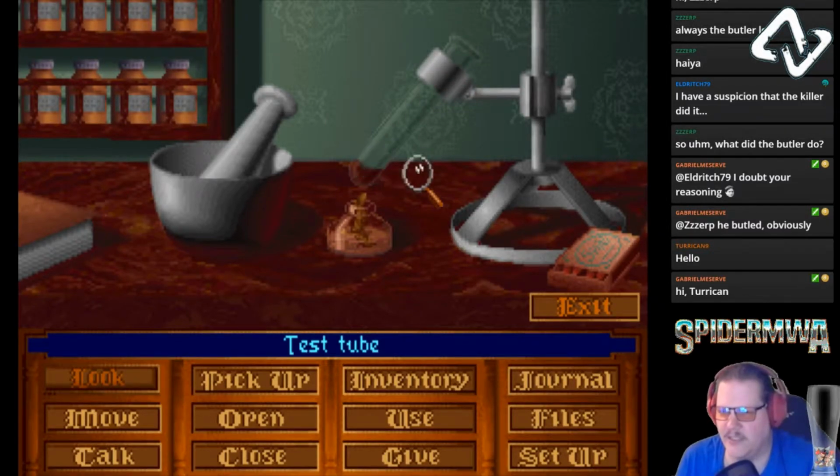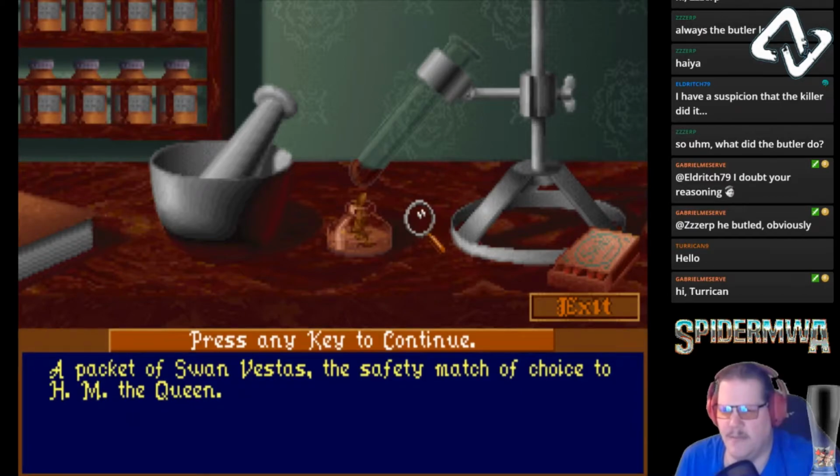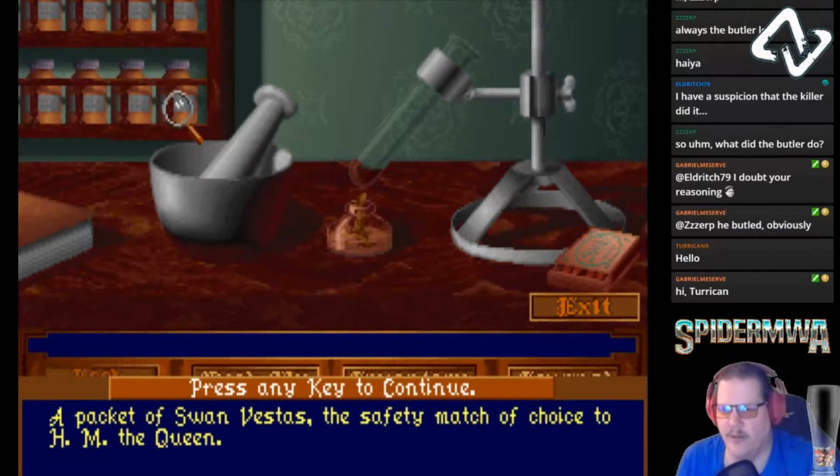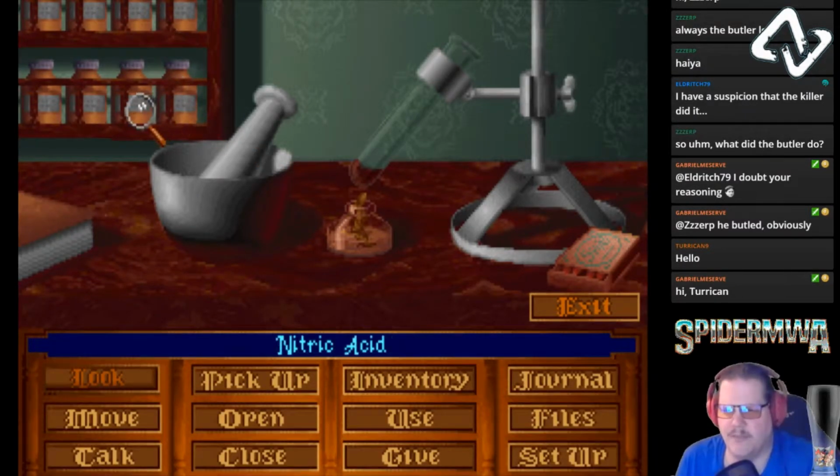I can't look at the test tube. Okay. A pocket of Swan Vestas. A safety match for choice to HM the Queen. Sulfuric acid, nitric acid, zinc, silver nitrate, hydrochloric acid, sulfuric acid, calcium carbonate, sulfur, silver nitrate.